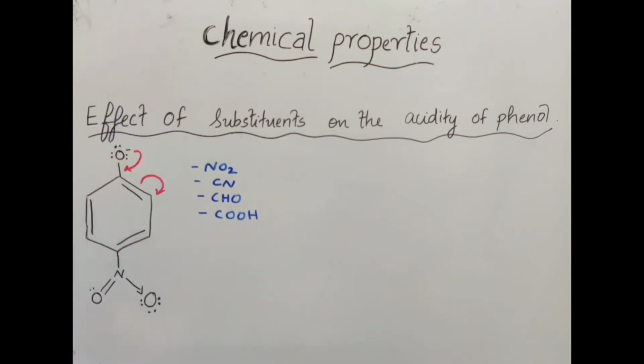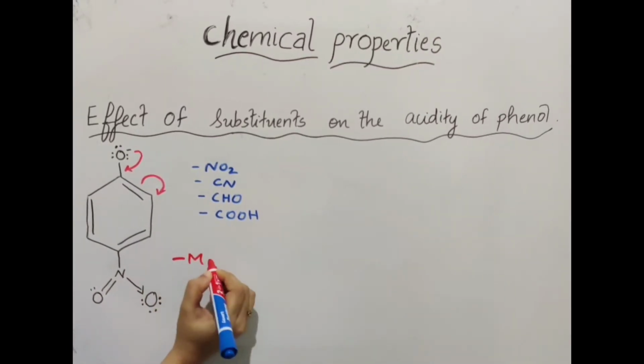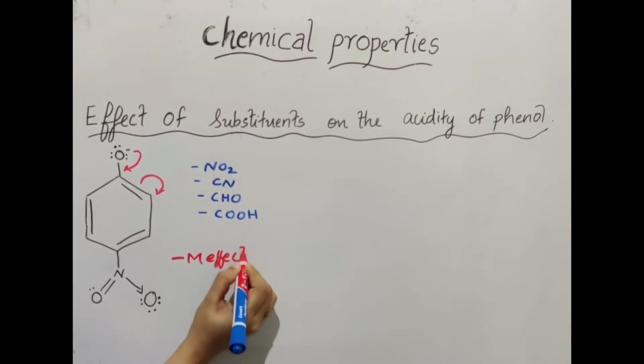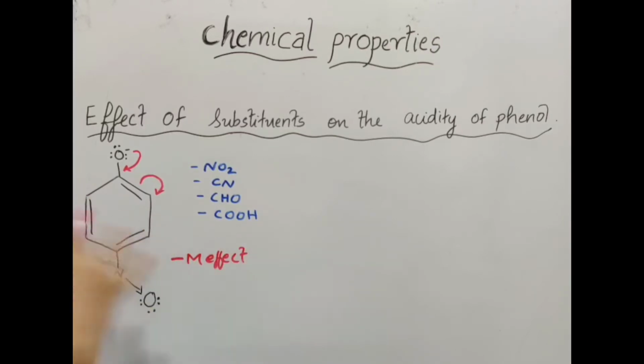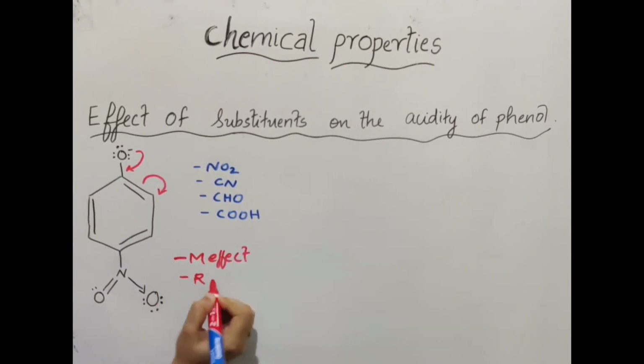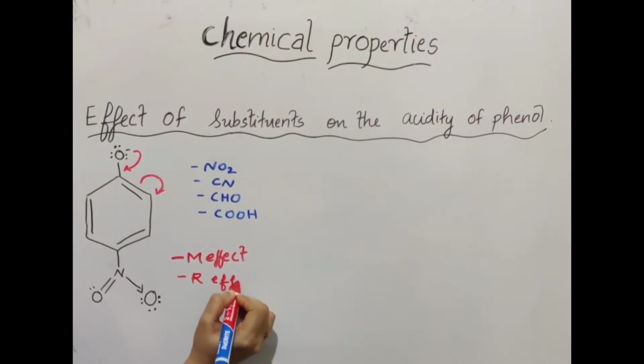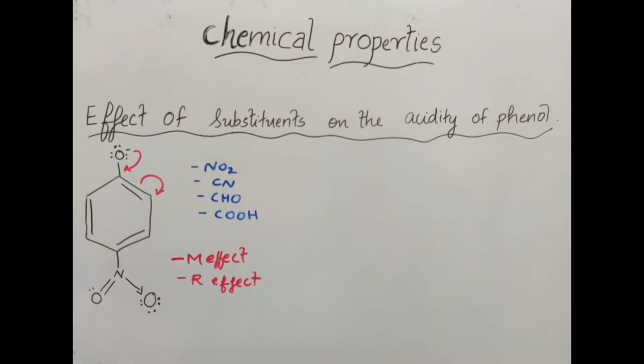Hence, we are reaching the conclusion, that is why the presence of electron withdrawing group increases the acidity of the phenol. That is, the presence of electron withdrawing group produces minus M effect. Minus M effect means minus mesomeric effect, or we can say minus R effect.